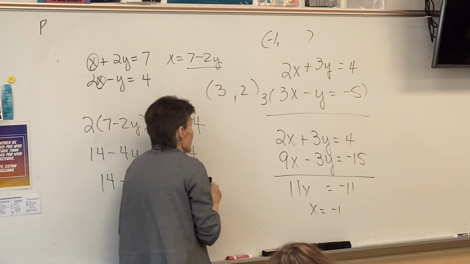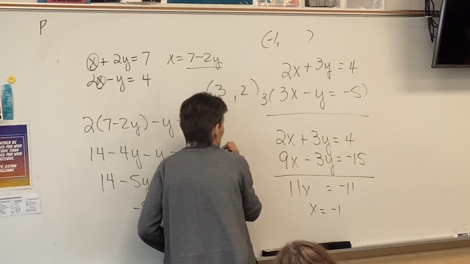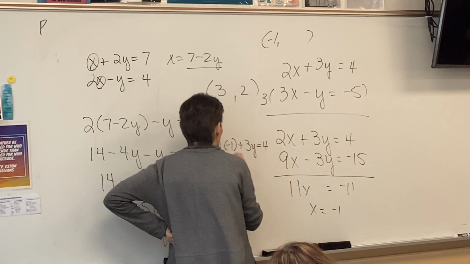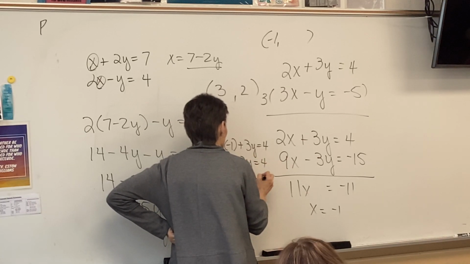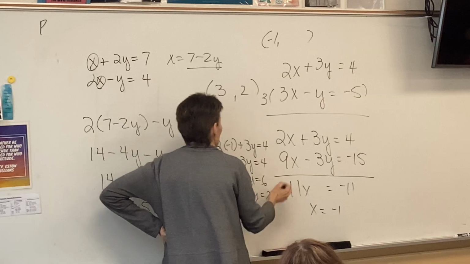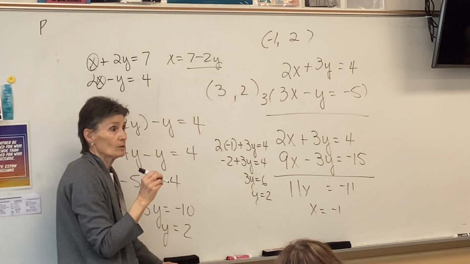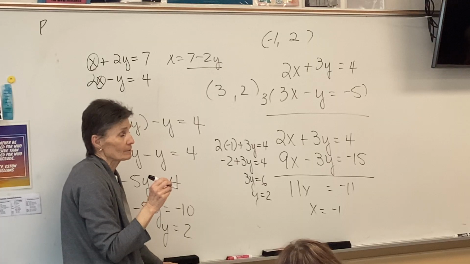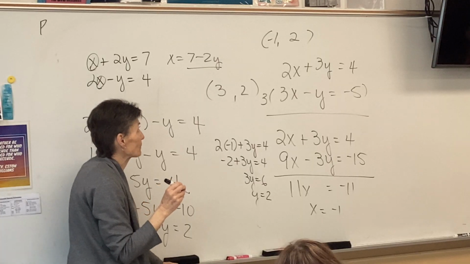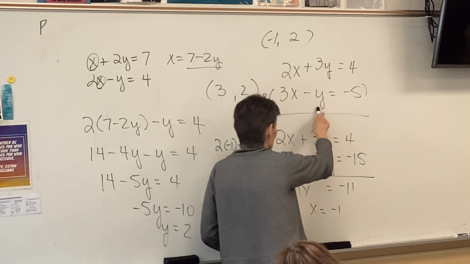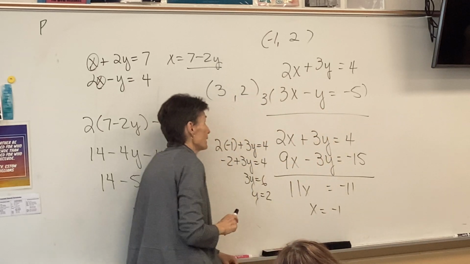So we have to put in -1 somewhere for x. I got 2. And then of course I can always check that. I plug in -1 and 2. I do it and get -5. Good job.